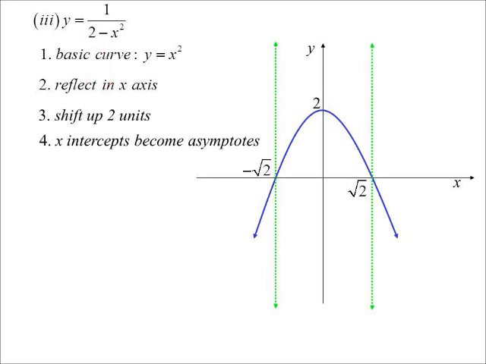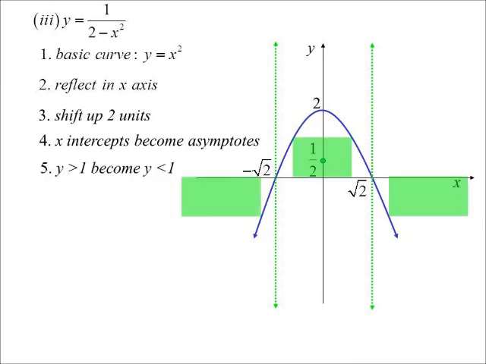X-intercepts will become asymptotes. So minus the square root of 2 and the square root of 2, I know we have now got vertical asymptotes. Any number that's bigger than 1 will become smaller than 1, and vice versa. So knowing where 1 is important. The other one I've just done there is the y-intercept. If I turn 2 upside down, I'll get a half.